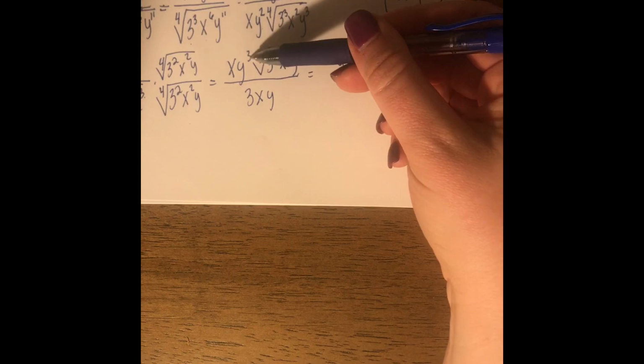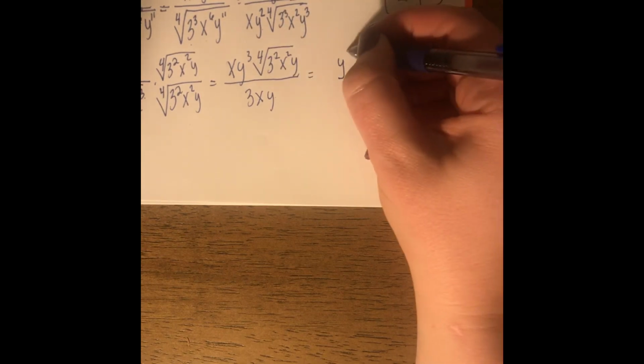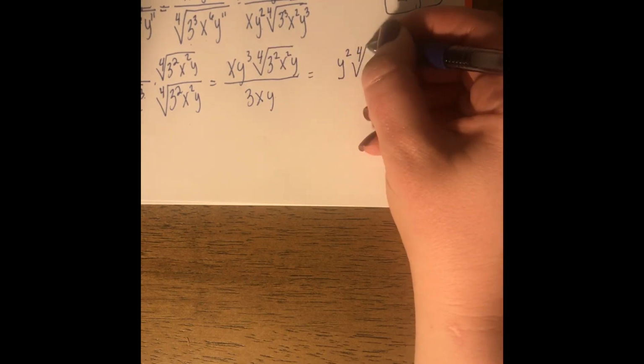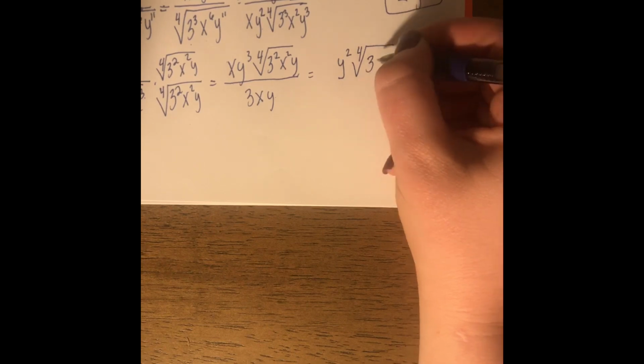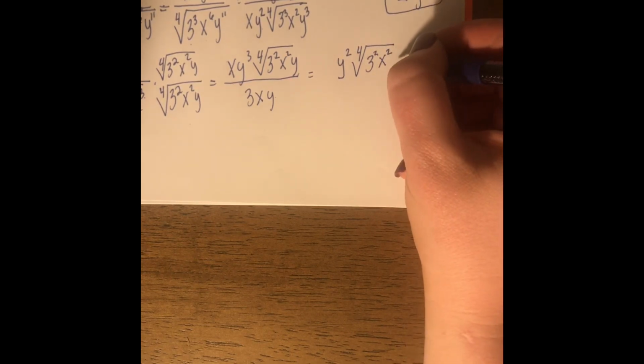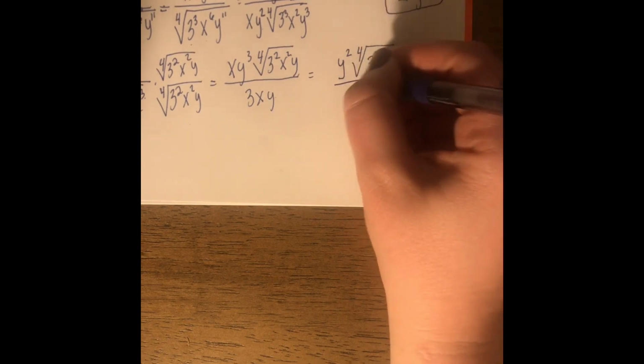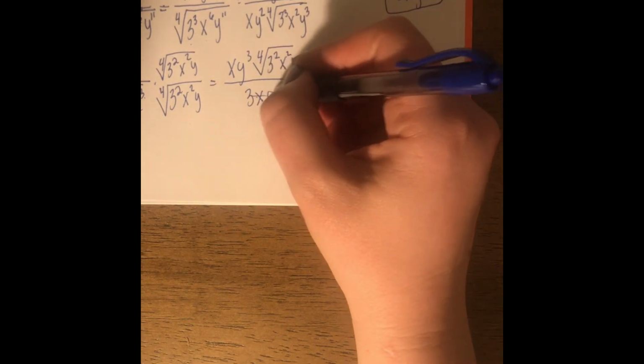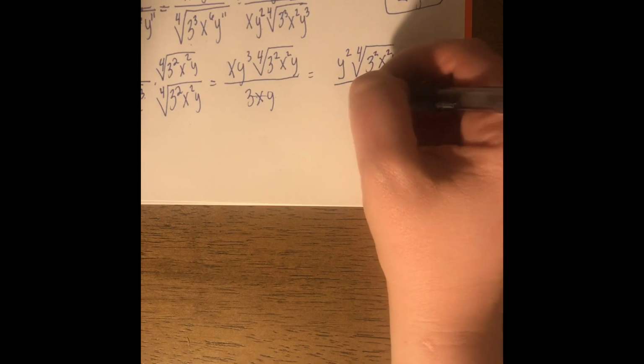And then we had 3 y's, we had this one, so now we have 2 of them. 4th root of 3 squared x squared y all over this x canceled, that y canceled, 3.